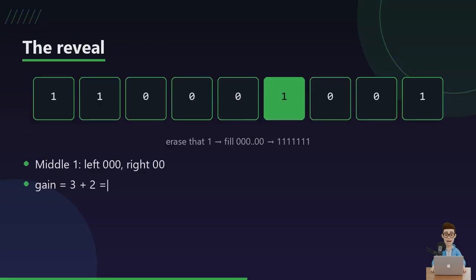That middle one run has 3 zeros on its left and 2 on its right, so the bridge gain is 5. Add it to our 2 starting ones, and you land on 7, the whole string lit up. If you got 7, the zero bridge already lives in your head.